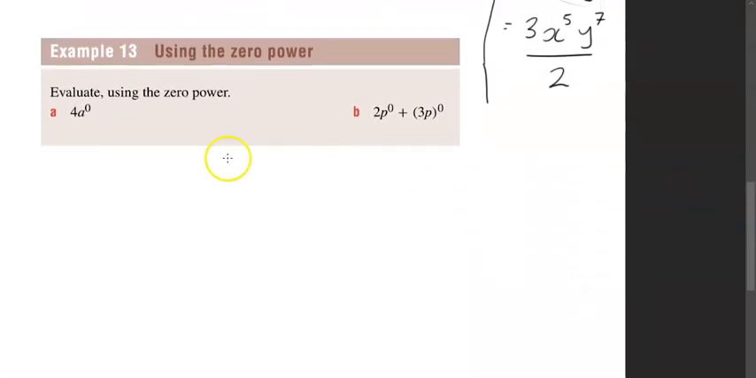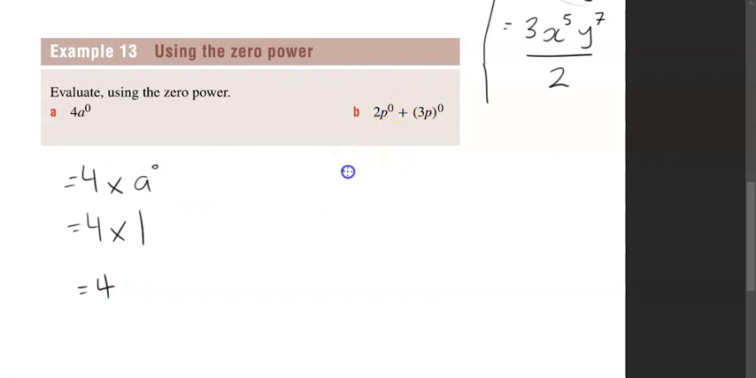The last one, evaluate using the 0 power. Any number or letter that is to the power of 0 is equal to 1. So this right here is 4 times a to the power 0. And we know any number to the power 0 is equal to 1. So this is 4 times 1, which is equal to 4.